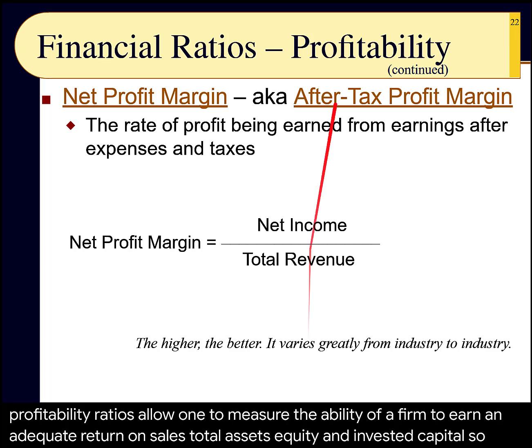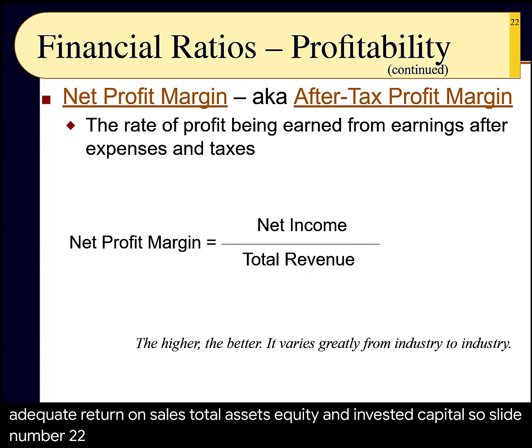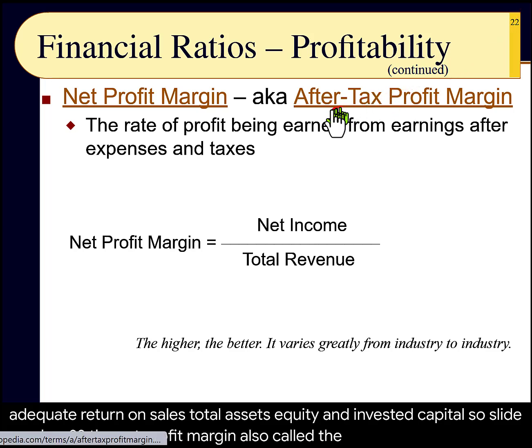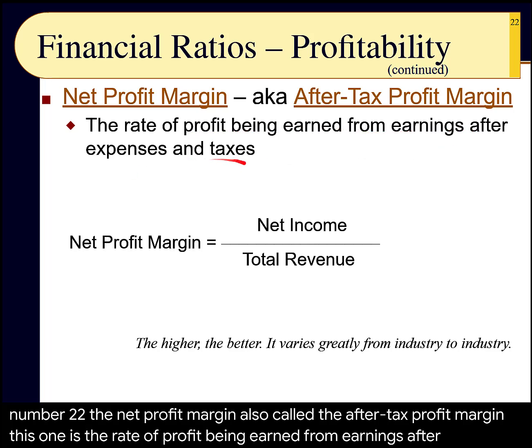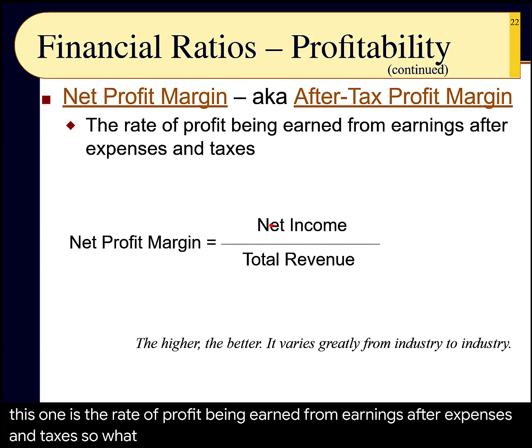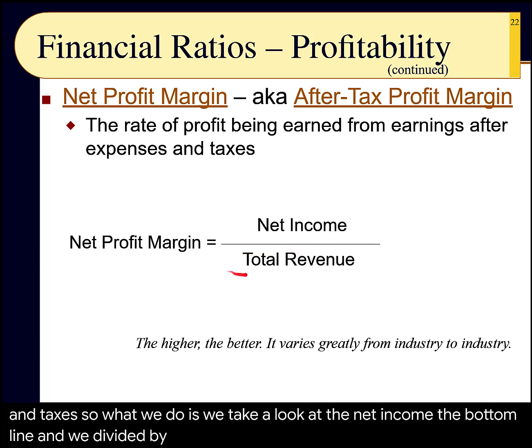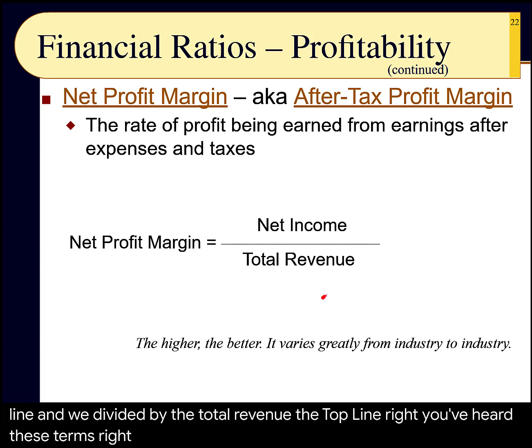So slide number 22. The net profit margin, also called the after-tax profit margin. This one is the rate of profit being earned from earnings after expenses and taxes. So what we do is we take a look at the net income, the bottom line, and we divide it by the total revenue, the top line, right? You've heard these terms, right? The higher, the better. Of course, it varies greatly from industry to industry.